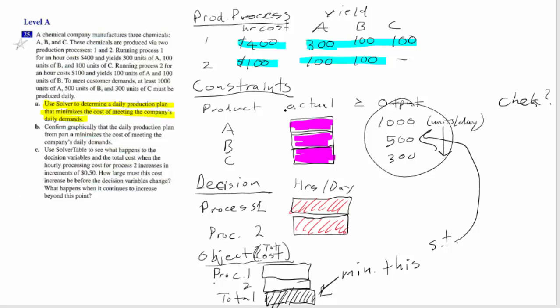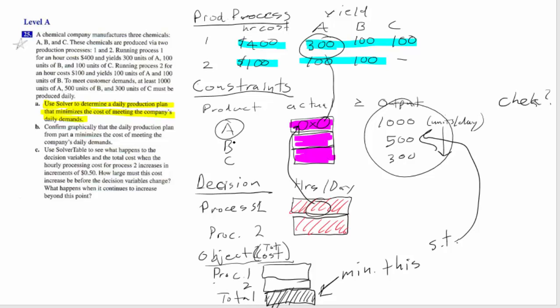Now, how does that work? The actual production for A is the hours of process 1, so we're going to put a cell reference in there, times the yield from process 1. So we're going to put a cell reference there.